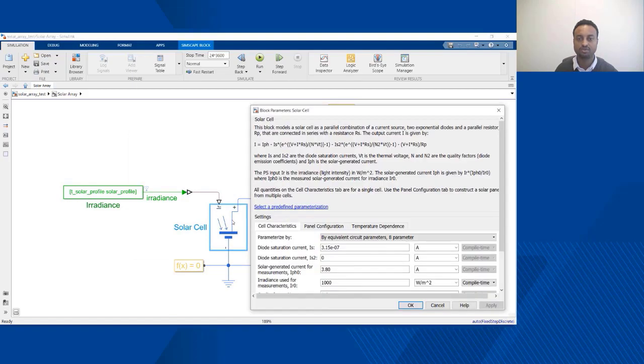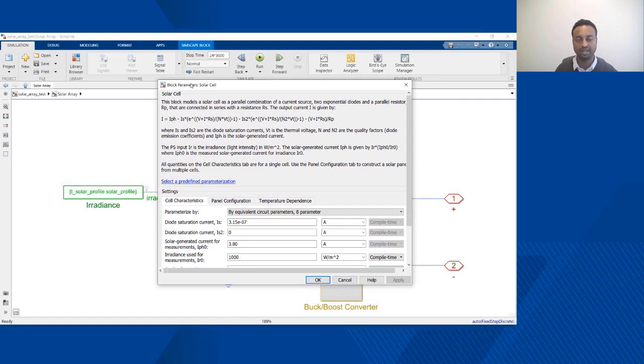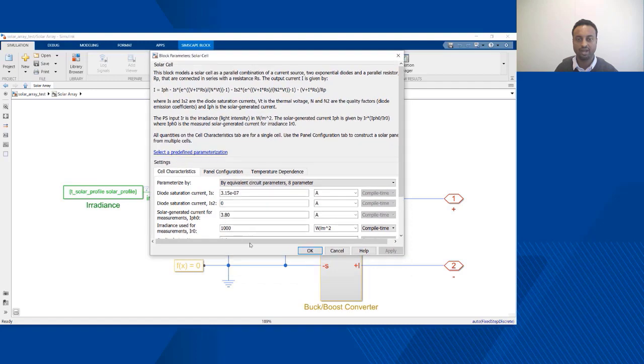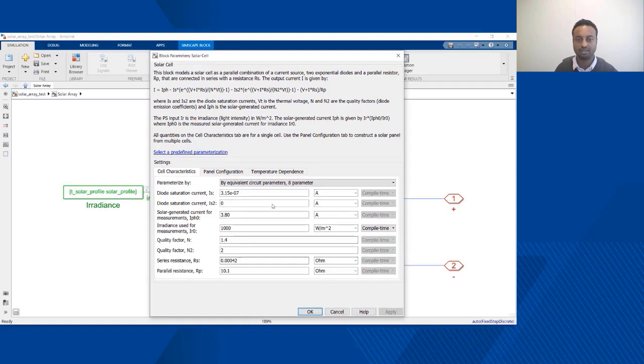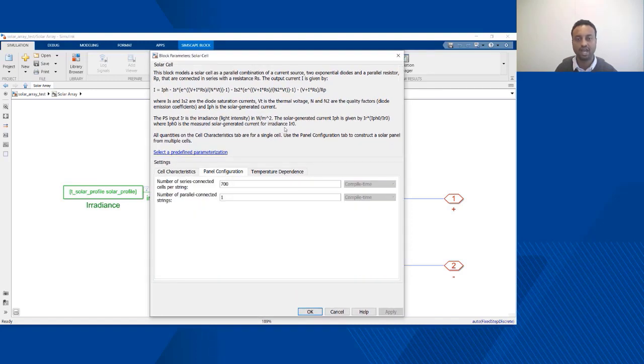The major component, the solar cell, is the block that converts the irradiance or the power from the sun into electrical energy that flows through the rest of the system. While we are defining the cell behavior here in the configuration, we can also define how a number of these cells could be connected either in series or in parallel to create a panel or an array configuration.